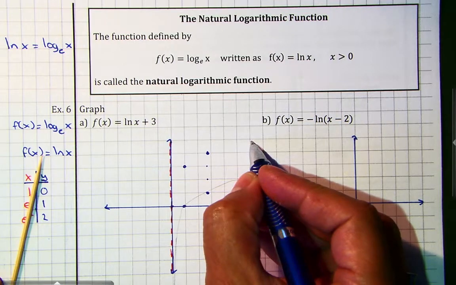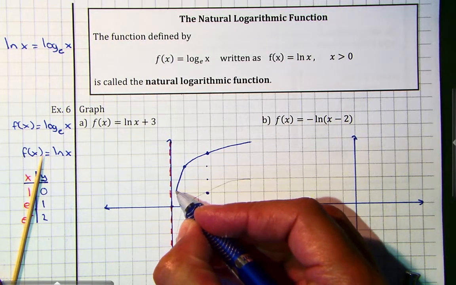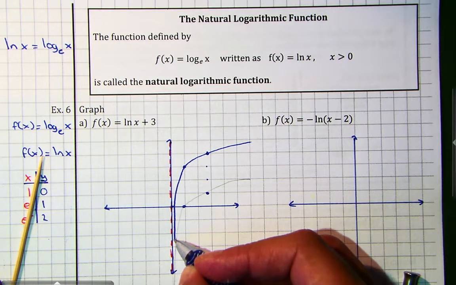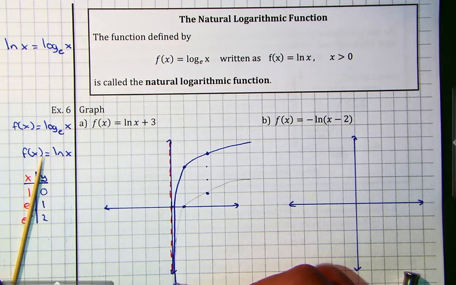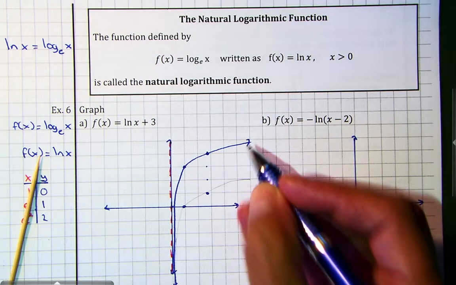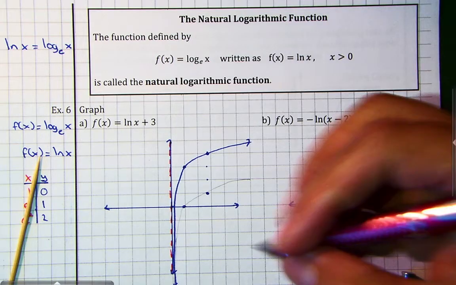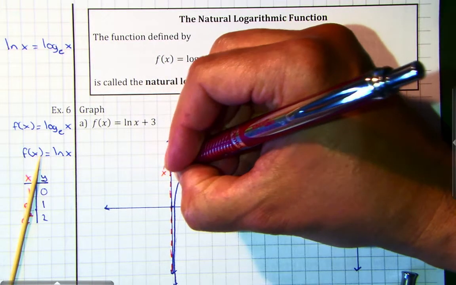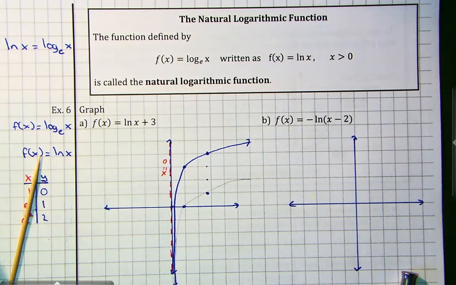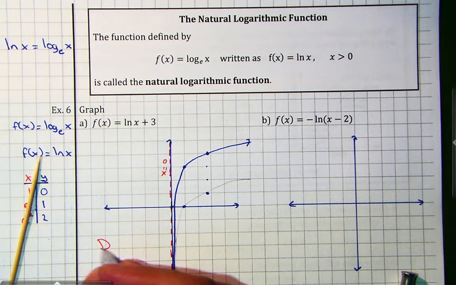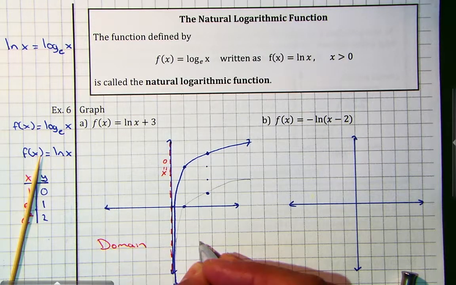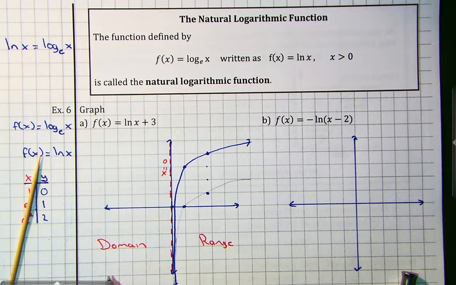And now we can graph. Closer and closer, but never crossing it, never touching it. So several things that we need to finish up: x equal to 0, my domain and my range. My domain will be from 0 all the way to positive infinity. My range will be all real numbers.